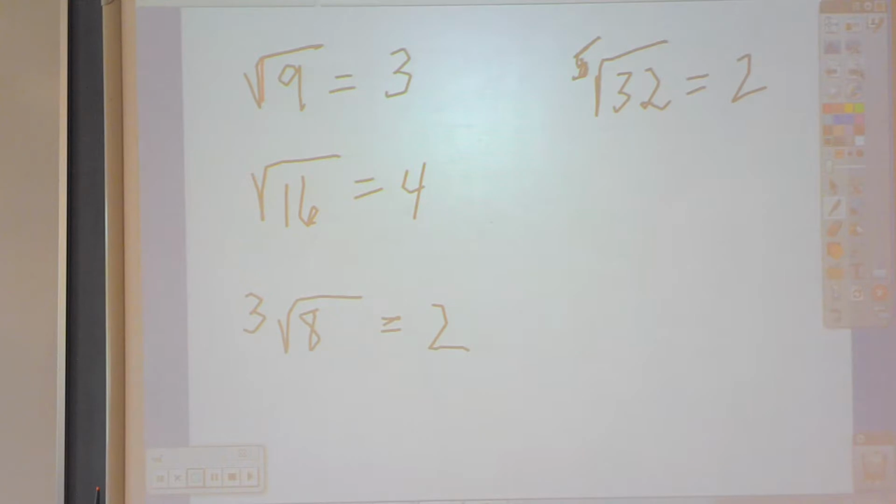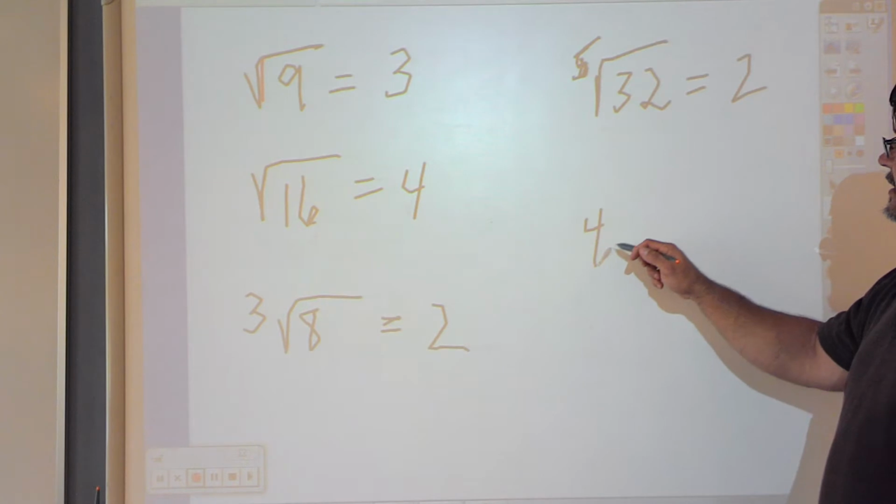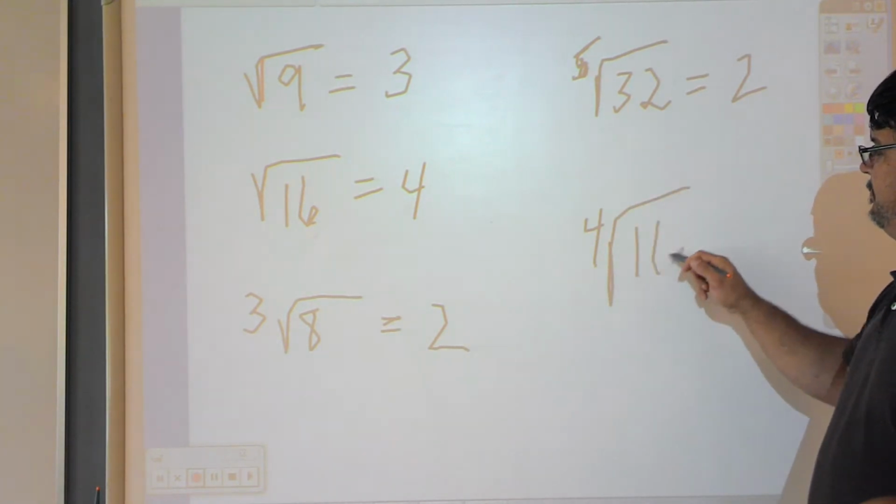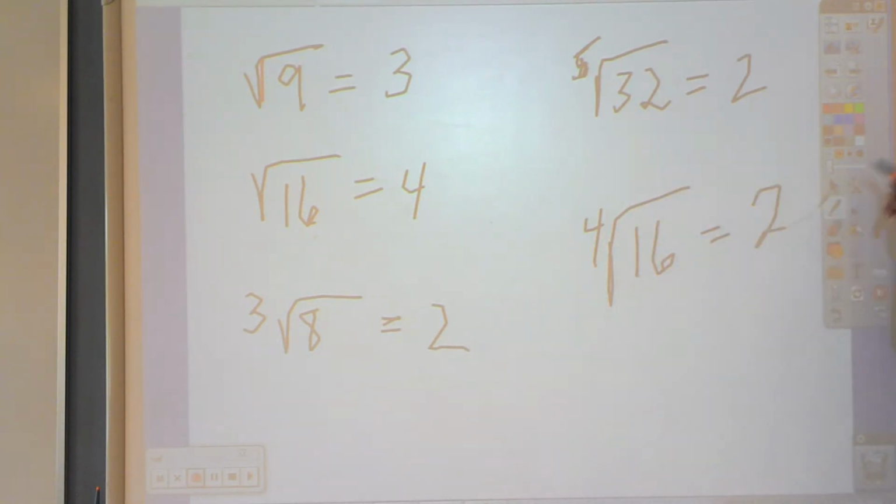Do the same thing with 3. 3 times 3 is 9. 9 times 3 is 27. 27 times 3 is 81. 81 times 3 is 243. And the more you do those in your head, the better off you are in this chapter. So what's the 4 through 16? 2.